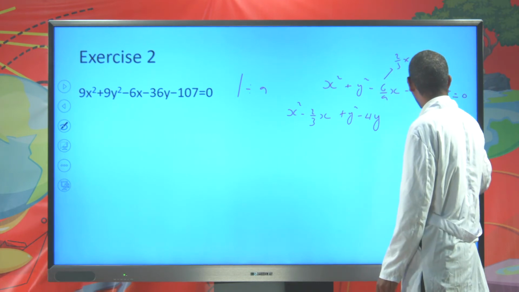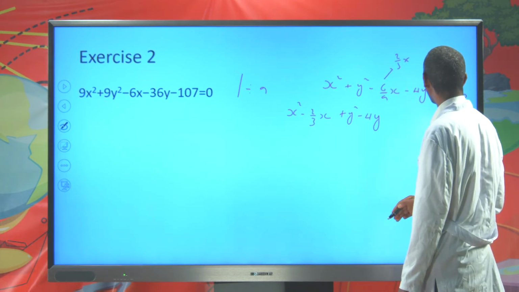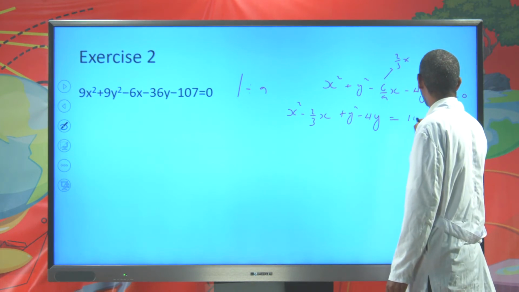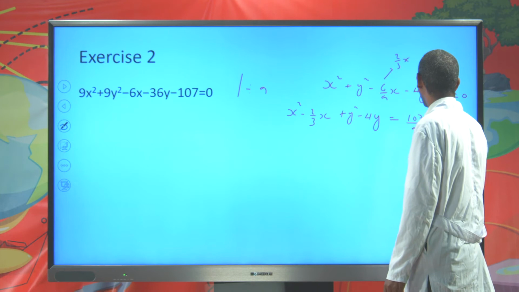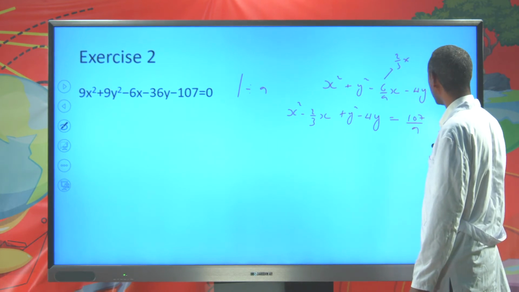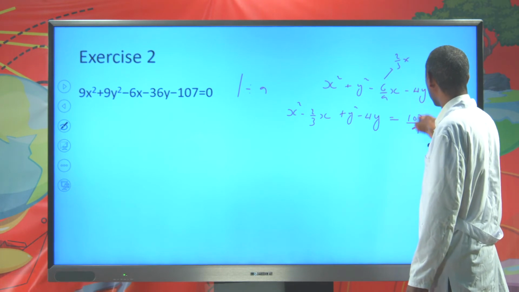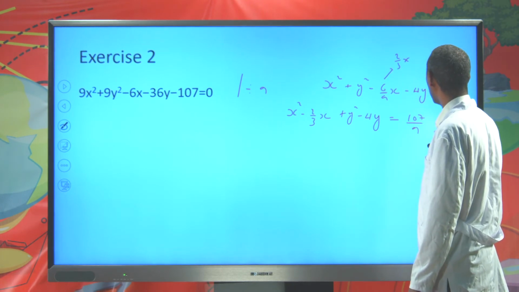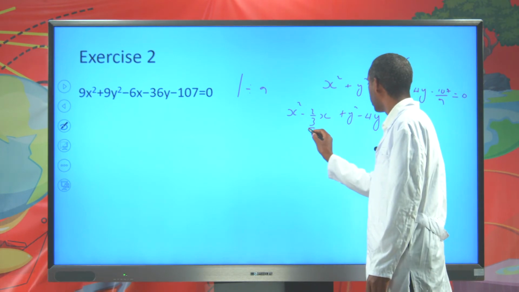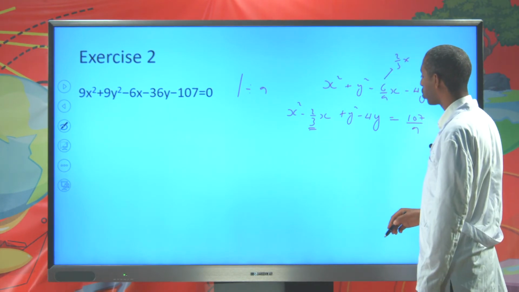Let me try to add 107 over 9 on both sides. So my new equation becomes 107 over 9 on the other side. When I add 107 over 9 on both sides, this will cancel out, and I'm left with 107 over 9 on the other side. So now let me take this coefficient, minus 2 over 3.